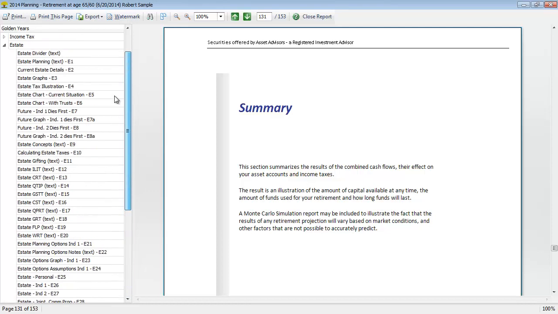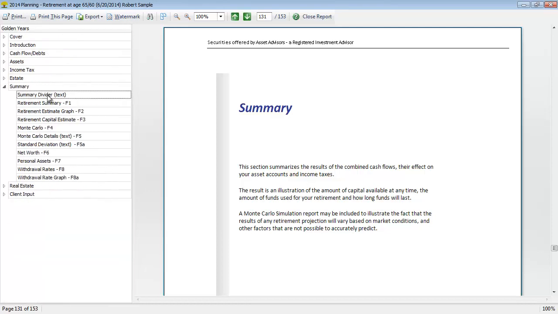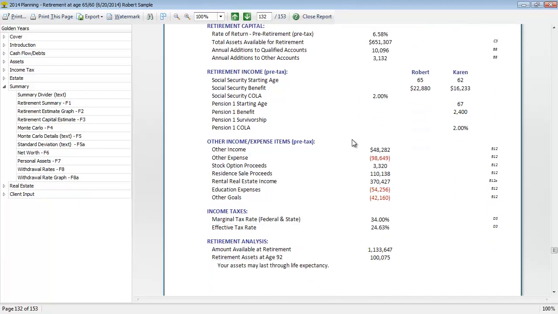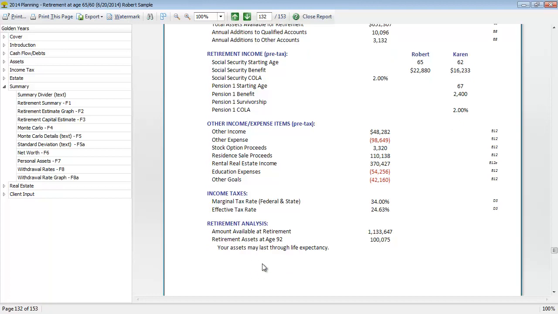And getting down to it here, next we have the summary section. This is going to tie all those pieces together. We're going to look at their overall ability of their assets to last throughout the projection. So we can see a quick summary of their goals, things like other income, retirement income, taxes, retirement analysis saying that their assets in this case may last through life expectancy.